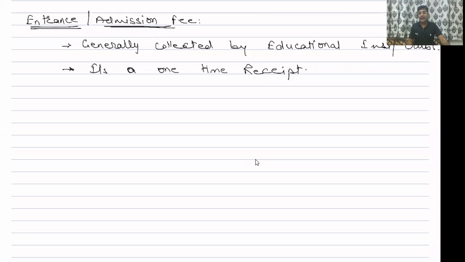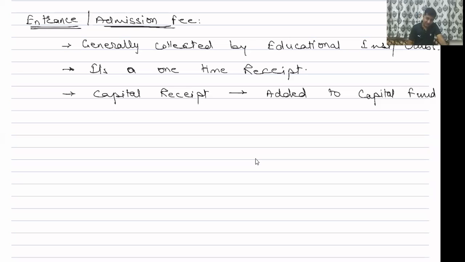Admission fee is never given in installments, Mr. Krish. Admission fee is always charged on a lump sum basis at the time of giving the admission. Right? So it being a one-time receipt, it is considered a capital receipt, and therefore added to the capital fund and won't be shown in the income and expenditure account.